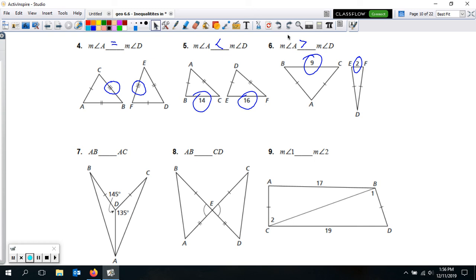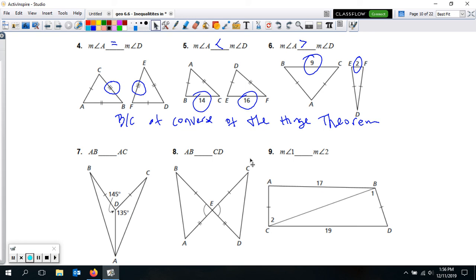And explain your reasoning. So this is not the Hinge theorem. This would be the converse of the Hinge theorem, because you're starting with side lengths and then going to the angles. So the last 1 through 3, we started with the angles and asked about the sides. That's the Hinge theorem. The converse is when we have sides and we're asking about the angles.